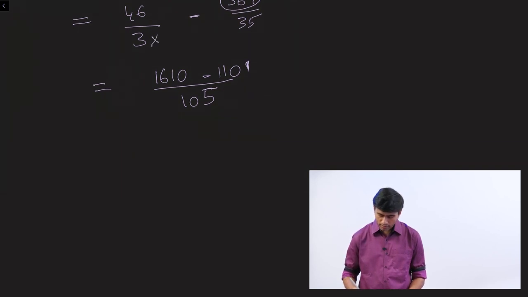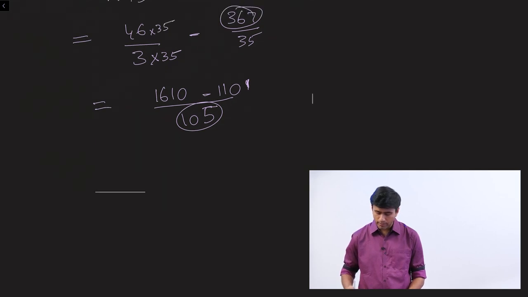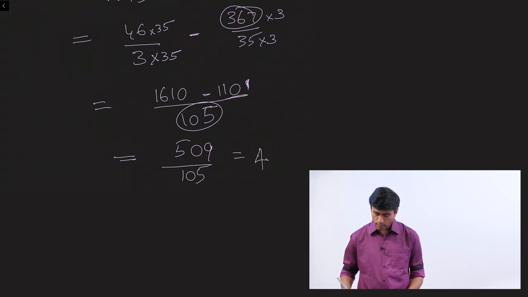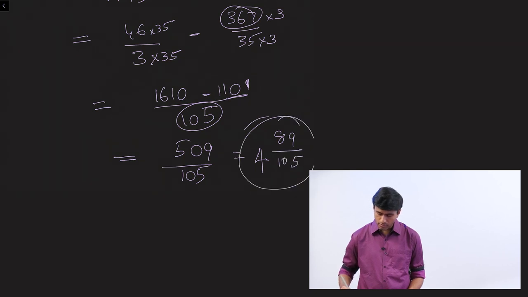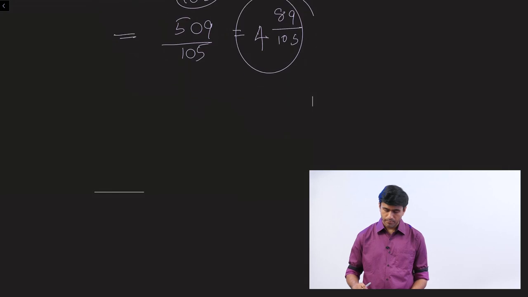How did I do that? 3 into 35 is 105. So numerator also needs to be multiplied with 35. The same with this. 35 into 3 is 105. So numerator has to be multiplied by 3. That's how you get this. Now it's a simple subtraction. 509 by 105, which is 489 by 105. This is your answer.